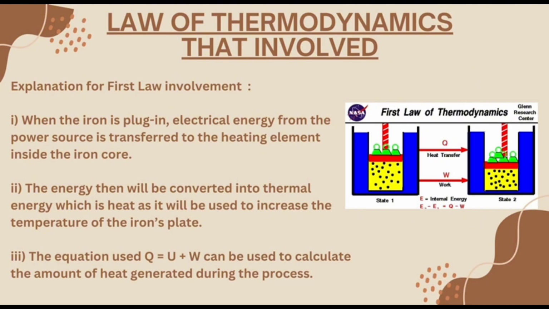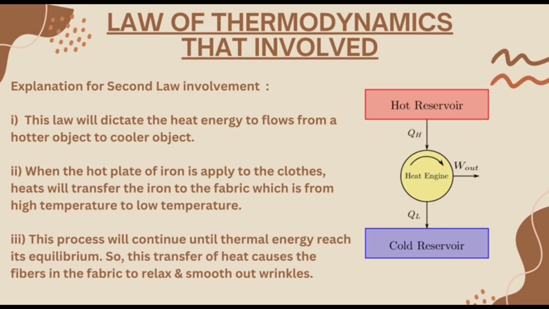So, let me explain how the first law is involved in the iron. When the iron is plugged in, electrical energy from the power source is transferred to the heating element inside the iron core. The energy will then be converted into thermal energy, which is heat, as it will be used to increase the temperature of the iron's plate. And the equation used, Q equal to U plus W, can be used to calculate the amount of heat generated during the process.